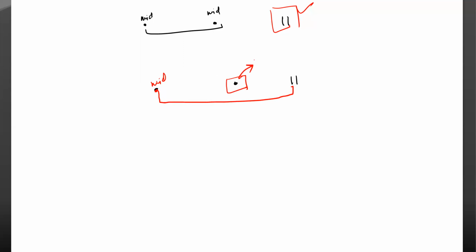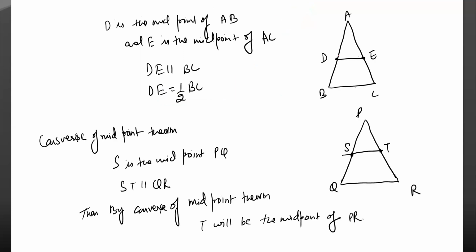I didn't understand, sir. You didn't understand? Let me explain one more time. If a line is passing through the midpoints of two sides, then it will be parallel to the third side. Or if a line is passing through the midpoint of one side and parallel to the third side, then it must pass through the midpoint of the other.